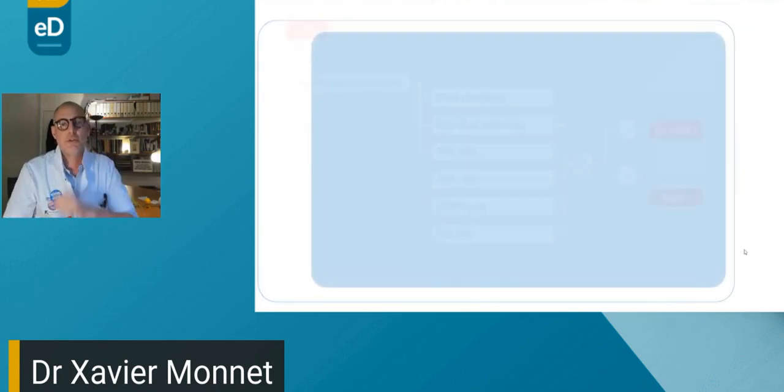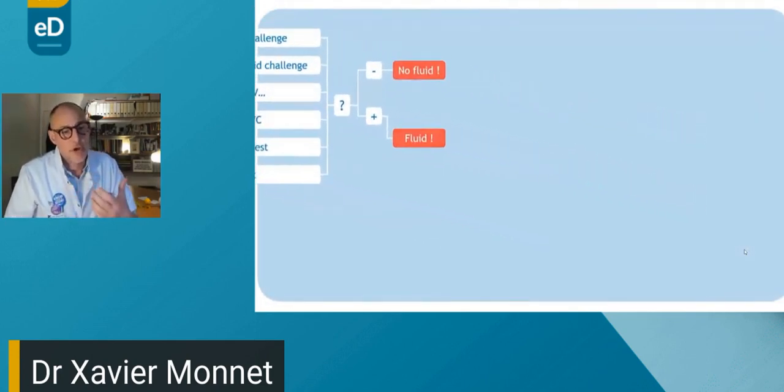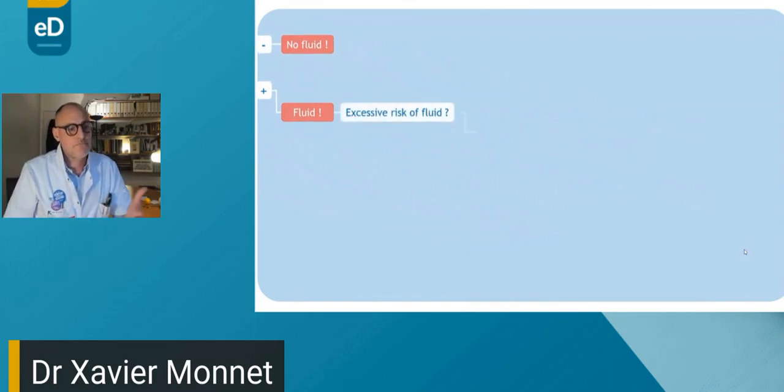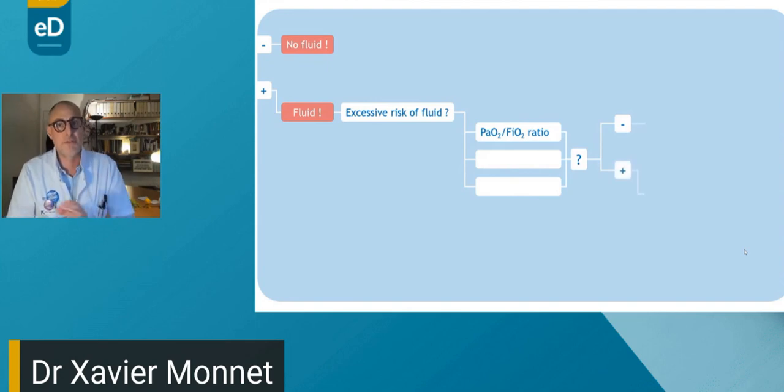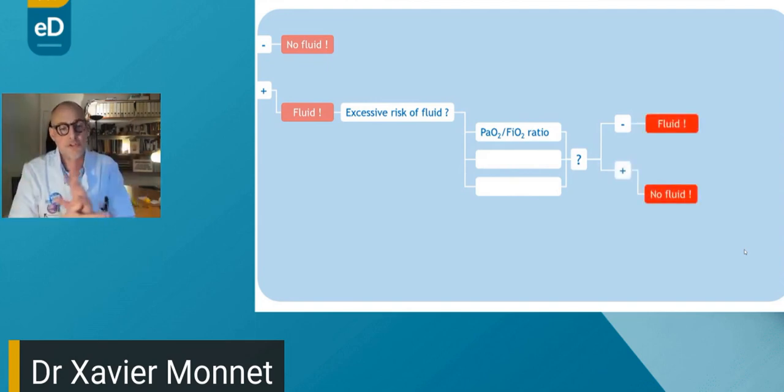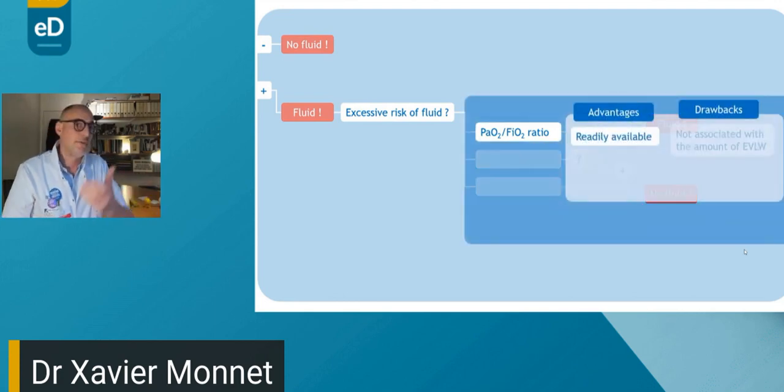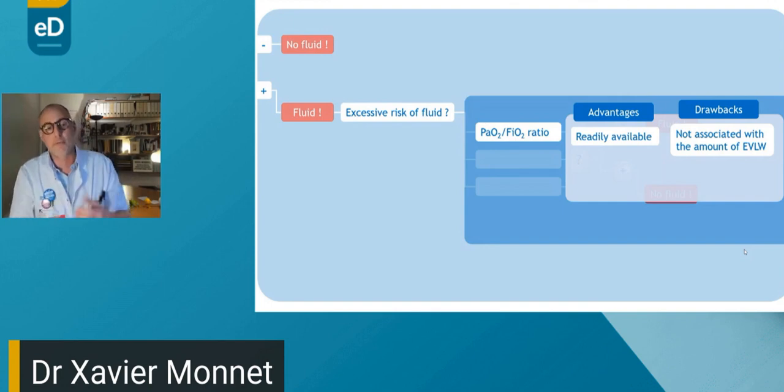No fluid if the risk is too high. And then the question is, in practice, which indices should we use to assess the risk of fluid administration? Many colleagues use the PF ratio. Basically, if the PF ratio is very low, then I stop fluid or I refrain from fluid administration.